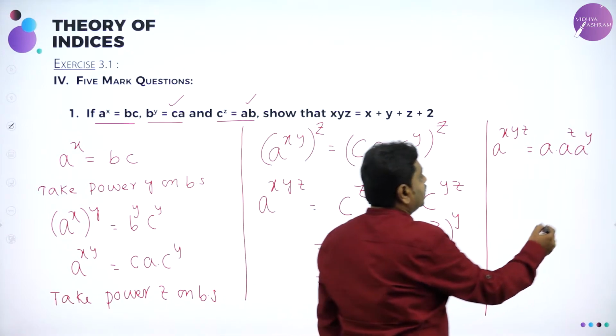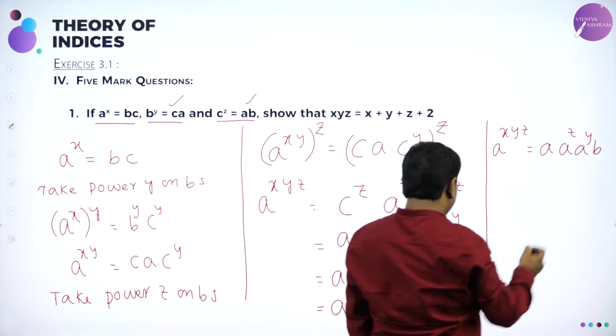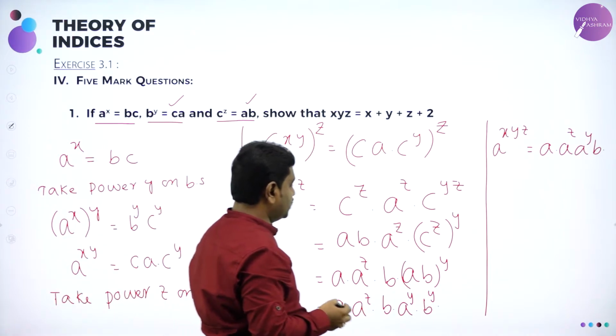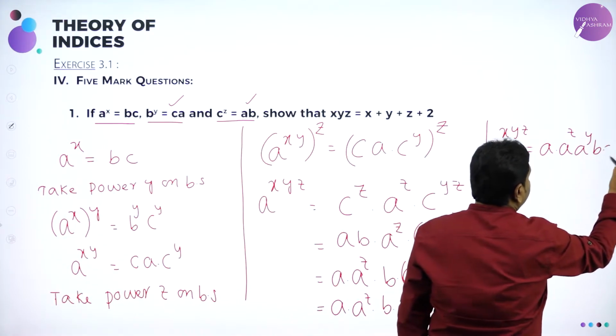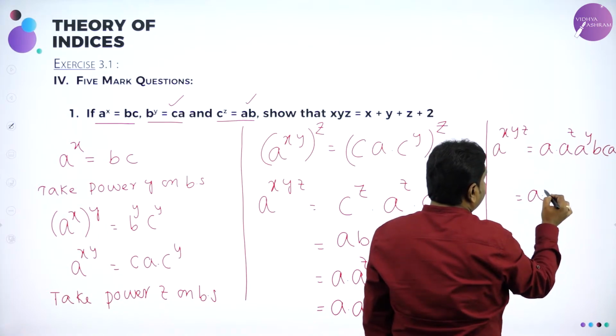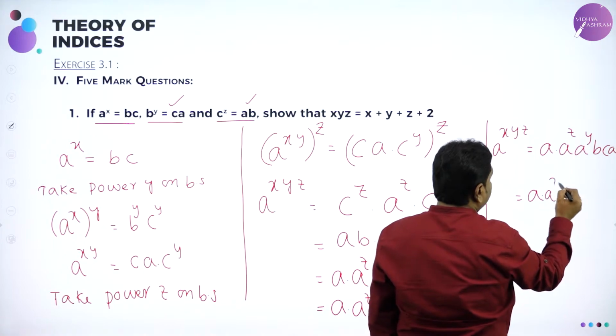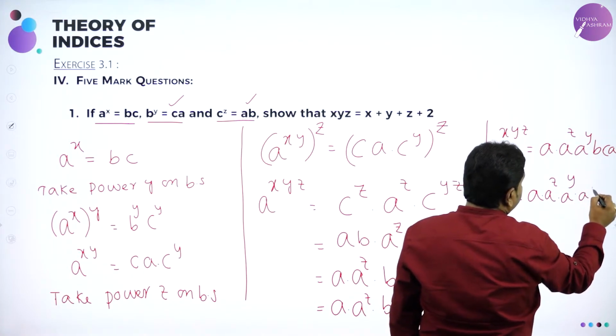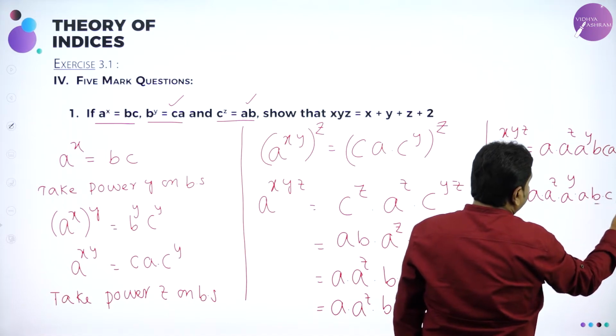So let b be as it is. b power y. What is b power y? b power y is ca. Instead of b power y, I'll write c into a. So now I have a power a into a power z into a power y into one more a, and separately I have bc.